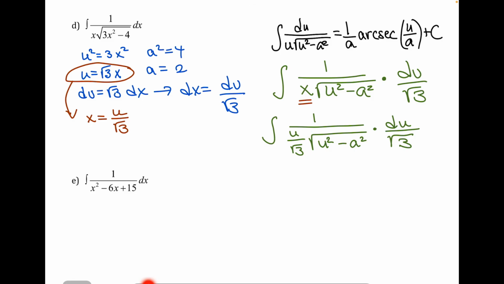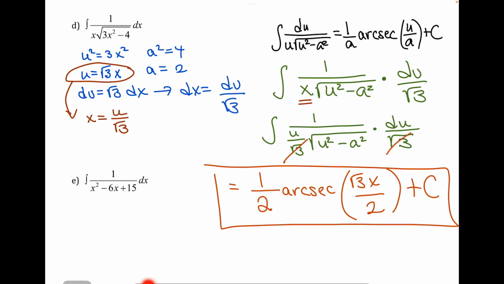And we can actually simplify this because if I multiply straight across, my numerator is just 1 du, but in the denominator, we have this u divided by root 3, and then times root 3. Those root 3's actually end up canceling out, and I'm left with something that fits into that arc secant pattern perfectly. So my antiderivative is going to be 1 over a, which in this case would be 1 over 2, arc secant root 3x over 2 plus c.